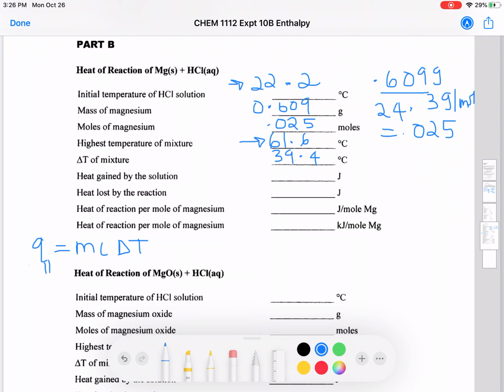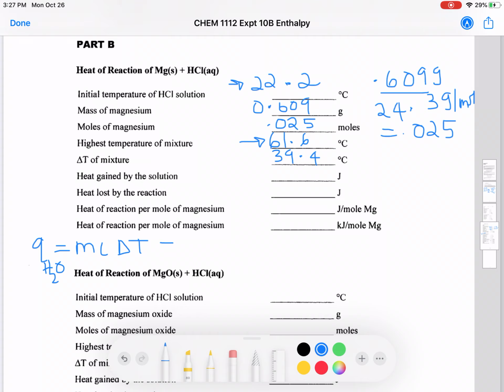This is Q water. Okay, water temperature increased because your reaction, which is magnesium plus hydrochloric acid, when these two react together, forms magnesium chloride and hydrogen gas. It released heat and water absorbed it. So heat is being absorbed by the water, so it is a positive value for water. But for the reaction, it's going to be negative.